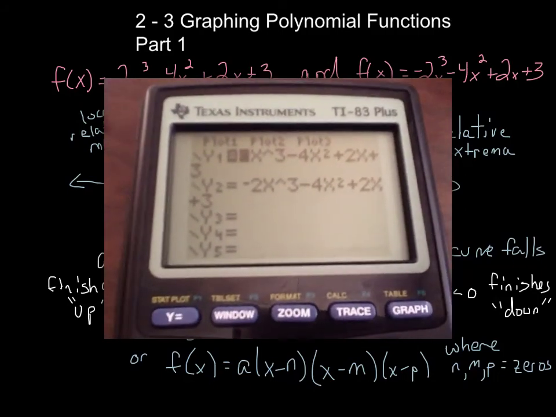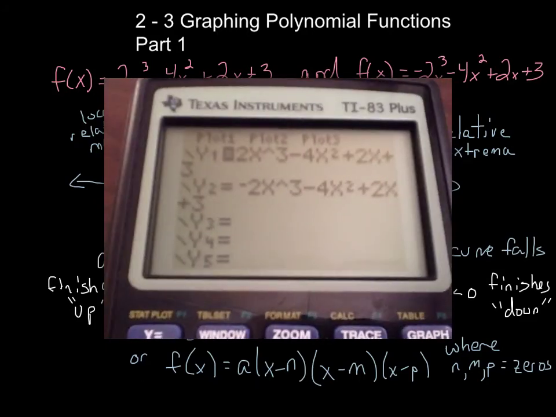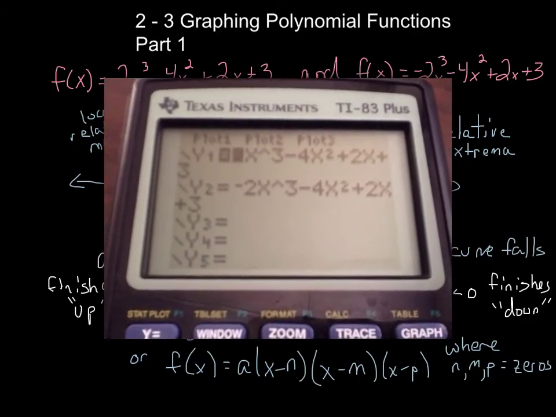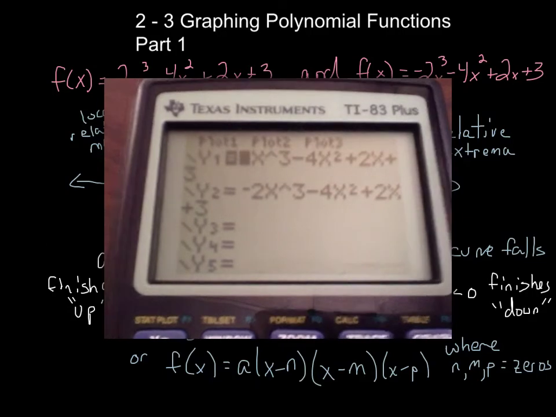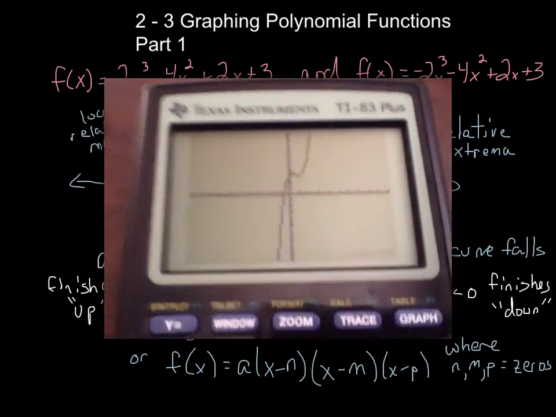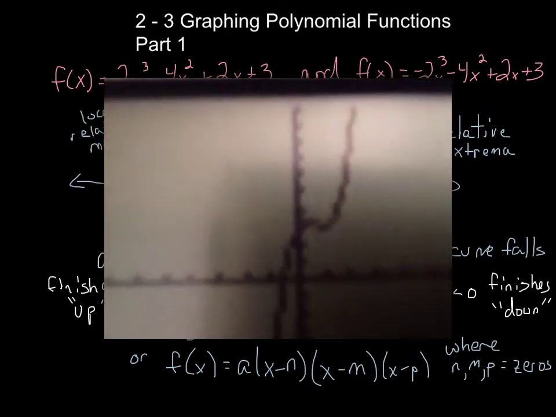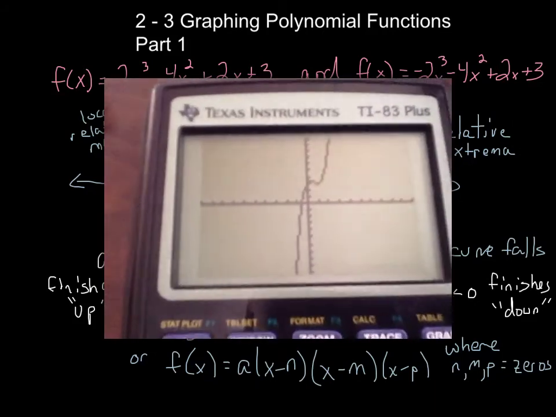Well, hello. We're ready for section 3 of chapter 2, Graphing Polynomial Functions, part 1. Let's start off with a little video. I'm going to show you this cubic function in the calculator. I've already got it typed in. I'm going to hit graph. And you can see this is a function that starts out negative, goes up, does a little dip right there, and then it goes on back up.